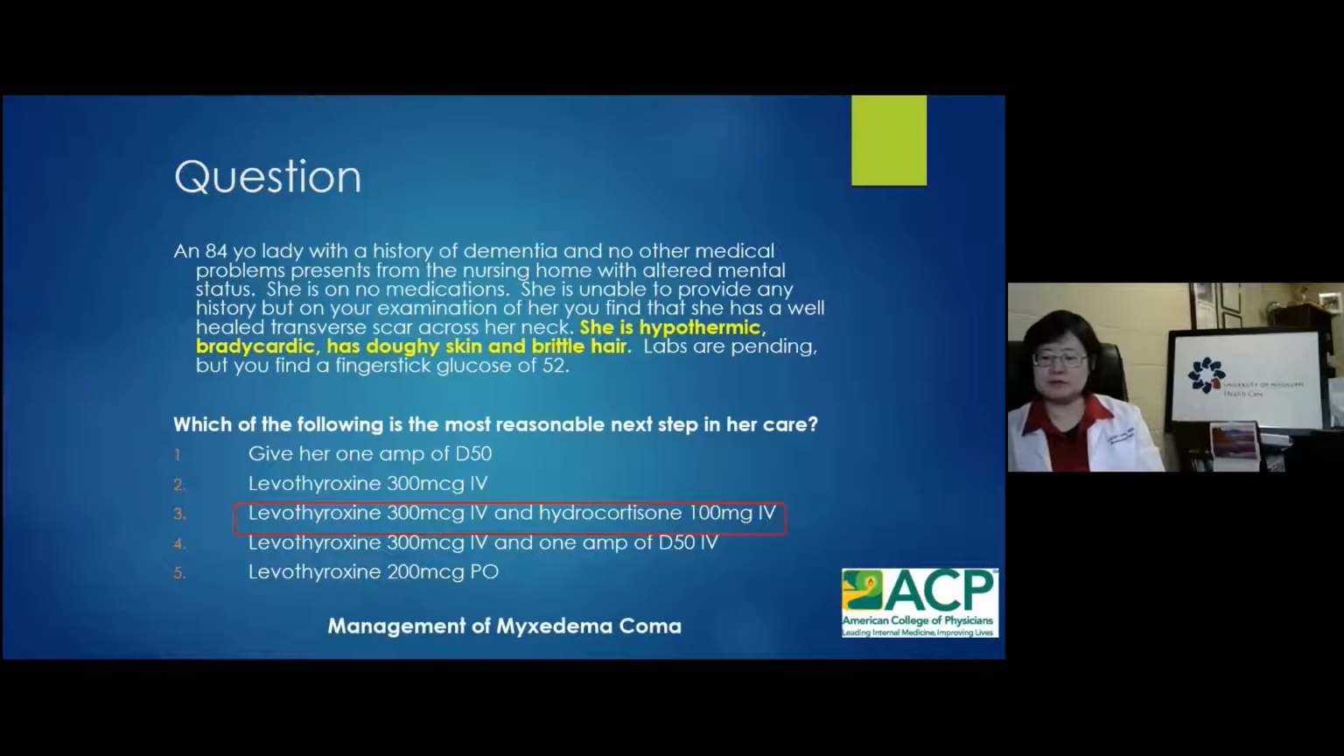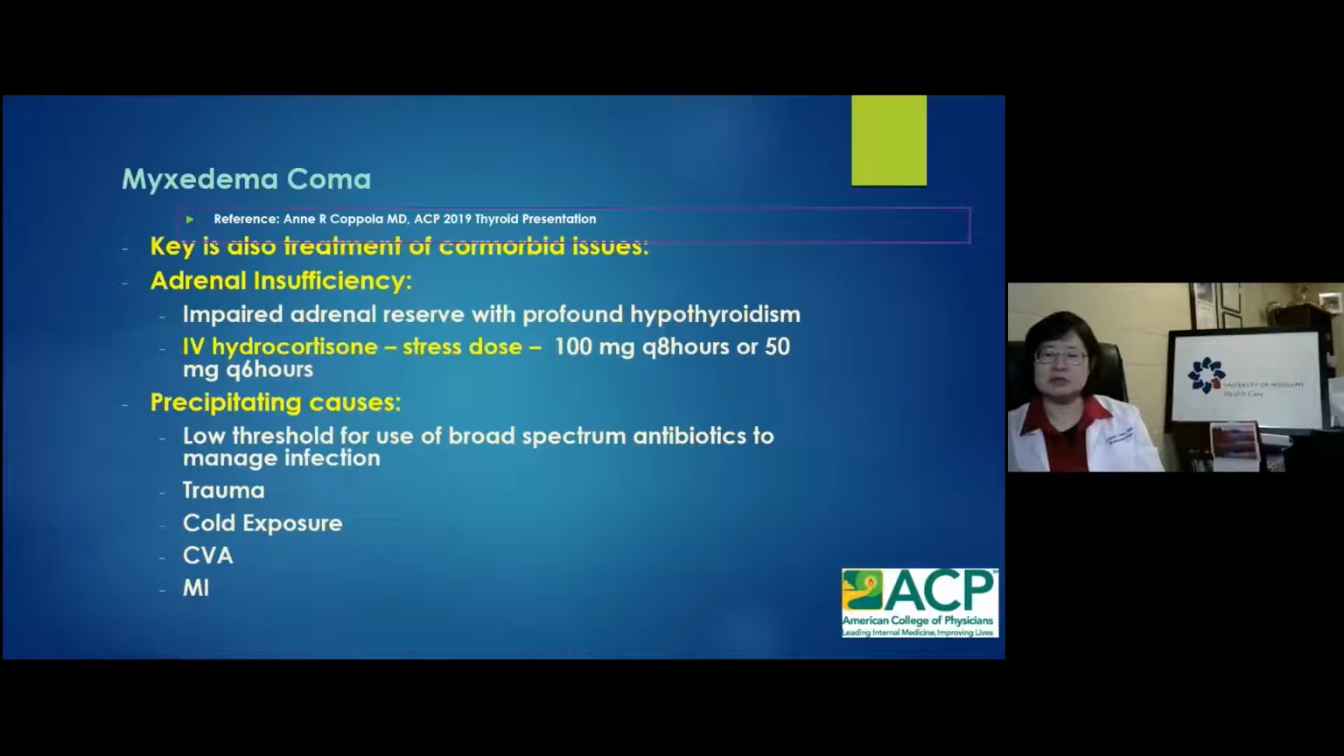Now, the reason for that is that in myxedema coma, we are looking for the comorbidities that led the patient to be so severely ill. Often adrenal insufficiency is a concern. So again, the replacement of thyroid hormone would be concomitant with stress dose steroids. In the United States, this is often hydrocortisone 100 Q8 or 50 Q6. We also need to look for other precipitating causes, which can include a stroke, a heart attack, or trauma.